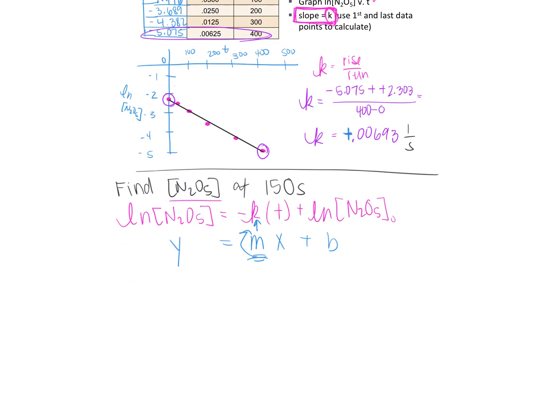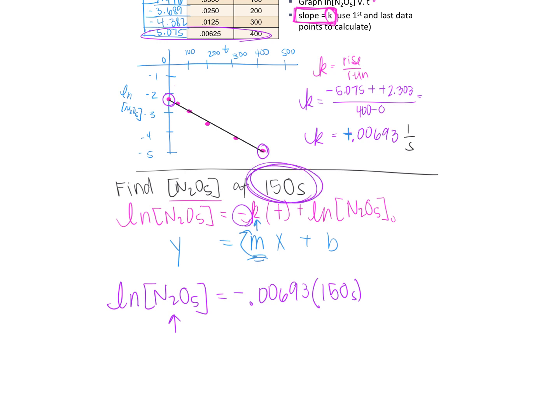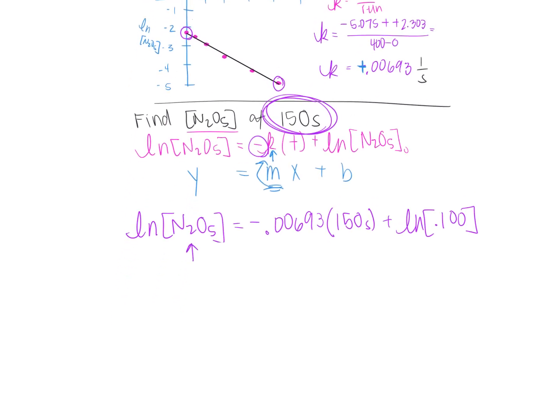All right, so let's keep working here. We want to find our final concentration here. So natural log of N2O5, right? This is really what we're searching for, that concentration. My negative k, I'm going to plug in negative 0.00693 because the negative's in the equation, times time, 150 seconds, because that's what our problem asks us for, plus the natural log of my initial concentration. Right, and our initial concentration was 0.1.